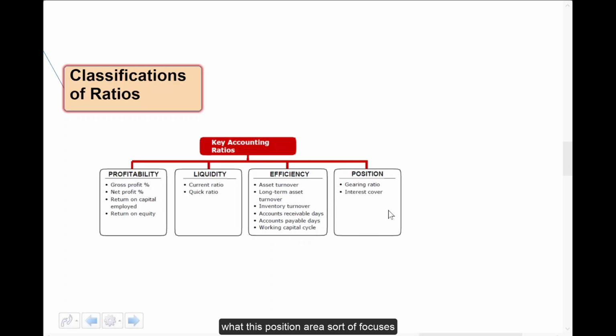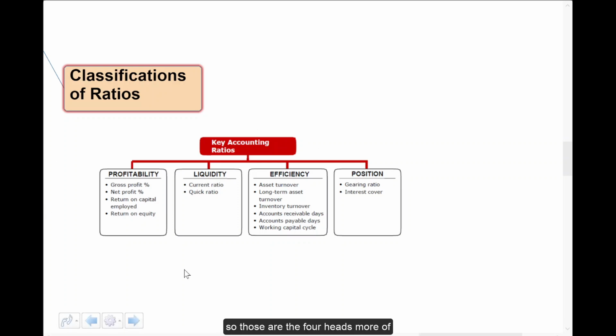So what this position area focuses in on is the degree of debt and indeed the degree of equity and the risk associated with that. Most observers would say the higher debt that a business has, the higher gearing ratio, as an example, which is simply calculated as debt divided by equity, the more you should be slightly concerned about that company. But many companies have high gearing ratios, e.g. manufacturing companies, because they're very much asset-based, and they'll certainly finance those assets in part with debt.